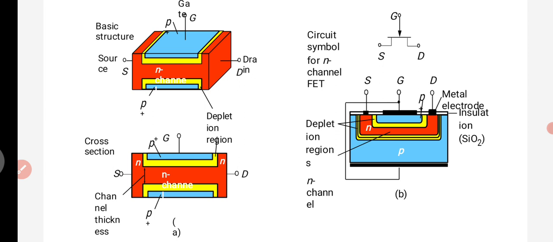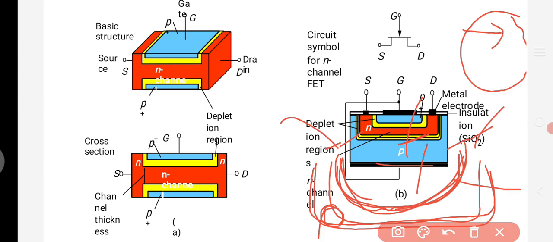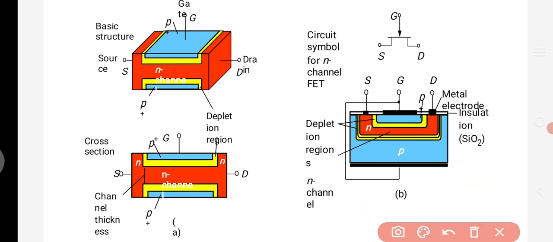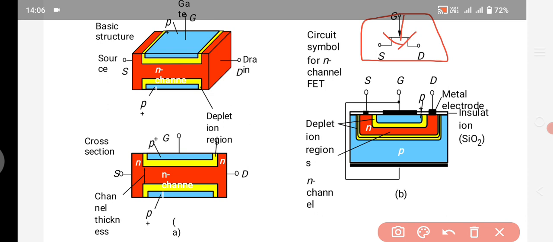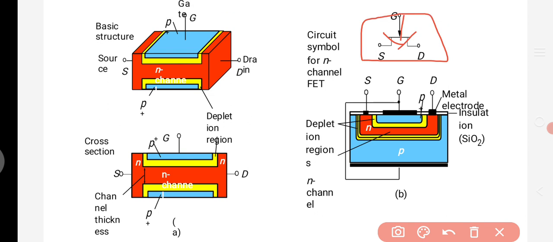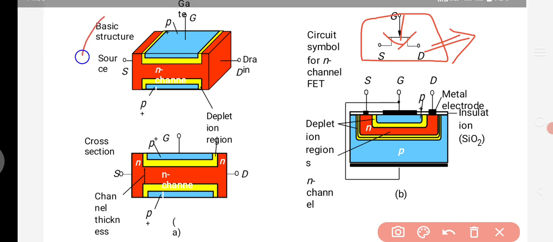So here we can use this circuit symbol of an N channel JFET, because the arrow mark at the gate will be in the inward direction. So that's why it will be called an N channel. This will be equal to the symbol of N channel JFET. So next, here the basic structure.